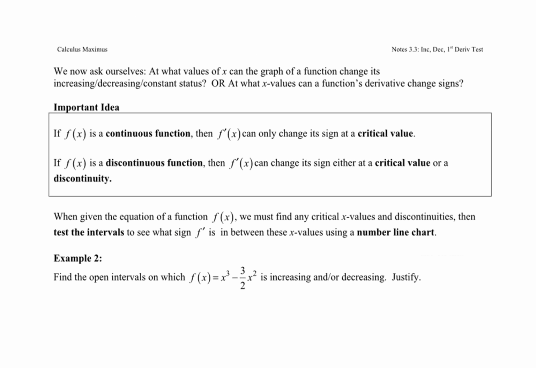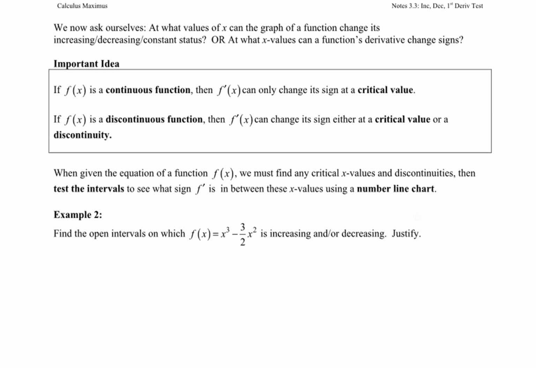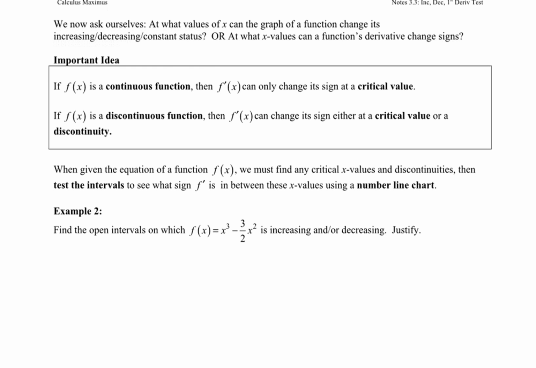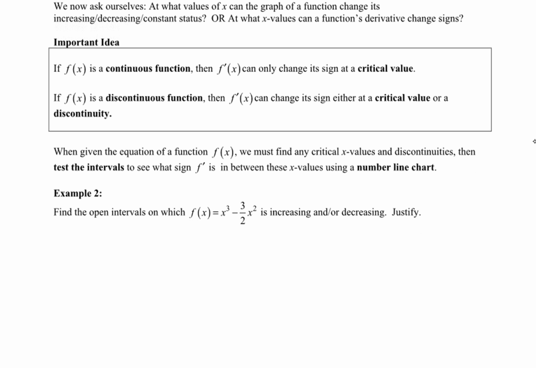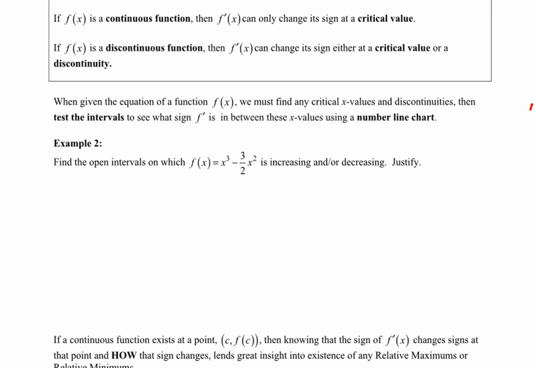So the only place where a function can change the slope sign would be at a critical value. So remember, that's where the derivative is 0 or undefined. And if f is a discontinuous function, the slope can also change signs at discontinuities.